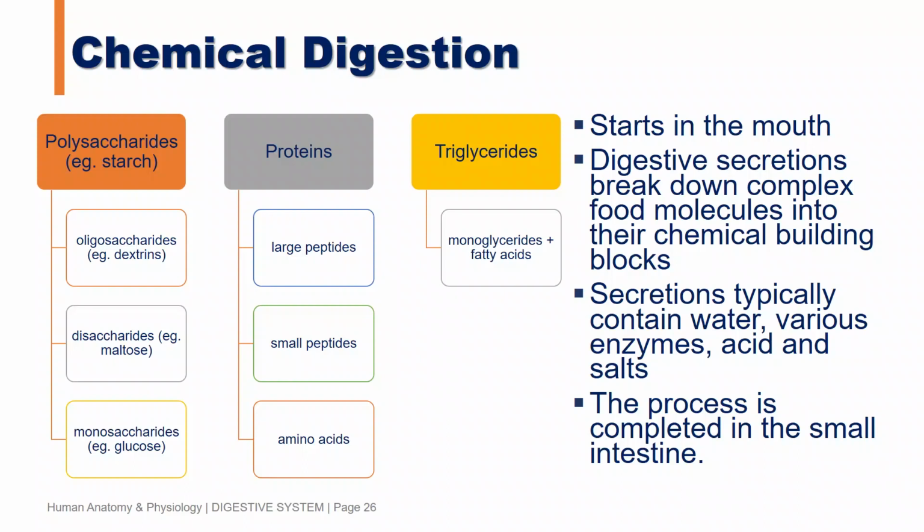Like in the diagram here, you have a polysaccharide, then you have your proteins and your triglyceride. Polysaccharide will be converted into oligosaccharides, then disaccharides, and monosaccharides. From a bigger molecule, you break it down further to make it simpler and smaller. Then the proteins will further break down into large peptides, smaller peptides, until you have the amino acids which your body can absorb. And for the triglycerides, you have monoglycerides and fatty acids.